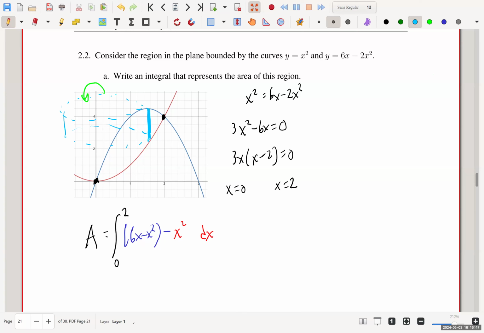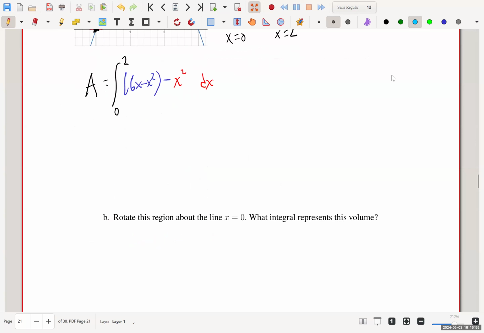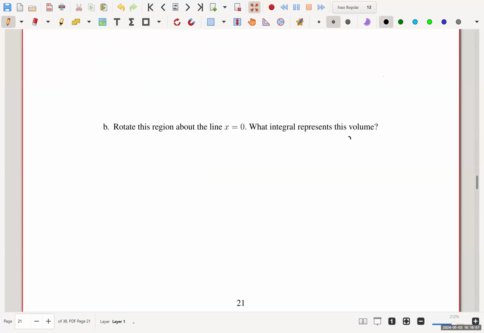But what are the R and the H? H here is the shell height, and guess what? We already know what that shell height is: top minus bottom. We're going to use shells here. Also, I want you to remember this: shells are parallel. We slice parallel to the axis of rotation. That means we're talking about shells.